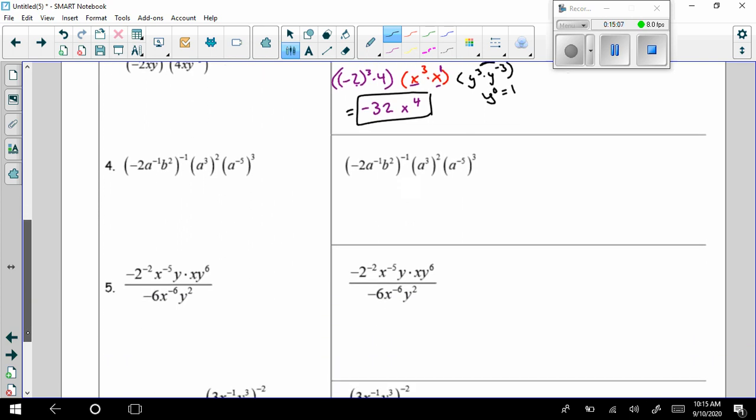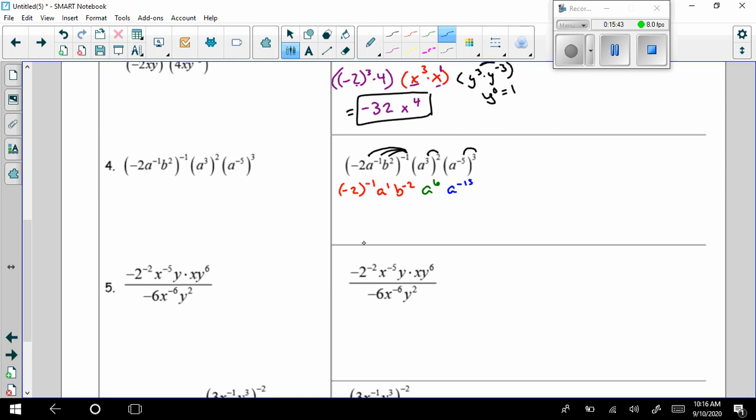All right, so again, just following down those rules. I have no zeros to get rid of. First thing I'm going to do is my power to power, and I'm going to distribute these through. So I have -2 to the -1. That's not +2. We're not multiplying those. Then I have a to the 1 and b to the -2. Then I have a to the 6th. Remember, we multiply those. And then I have a to the -15.